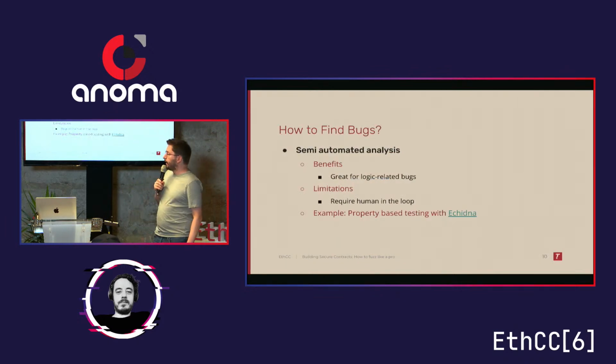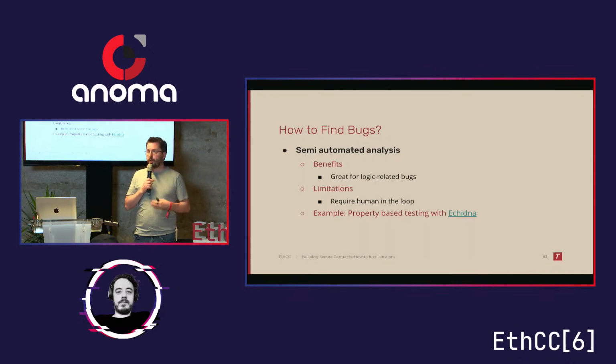The fourth and last technique is semi-automated analysis. What I mean by that is that you're going to use a tool, but here you need to provide some input. You need to provide some configuration, or there is some manual intervention, in comparison to Slither, where you can just run it on your code base. For semi-automated analysis, you need to provide information. In particular, we're going to focus on a specific technique called property-based fuzzing with Echidna.